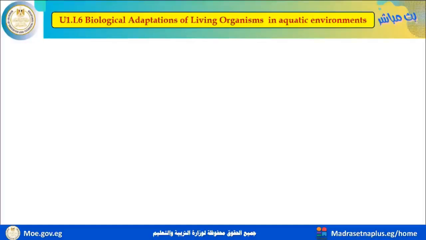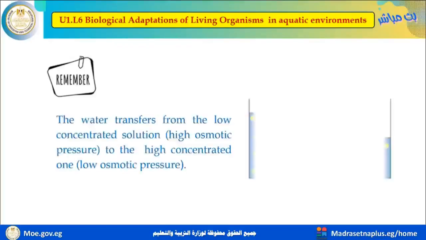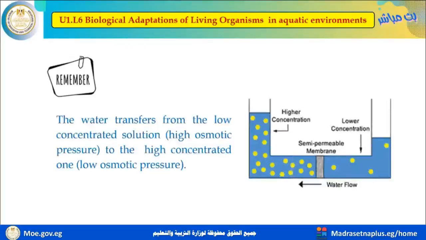And now, my dear students, don't forget and remember a very important thing: the osmotic pressure. Look at the diagram or the picture on your right-hand side. The water will flow from the area of low concentration, which has high osmotic pressure, to the area of high concentration, which has low osmotic pressure. If you apply this idea to living organisms, whether in fresh water or salty water, we can understand more how those kinds of living organisms adapt to the environmental conditions.